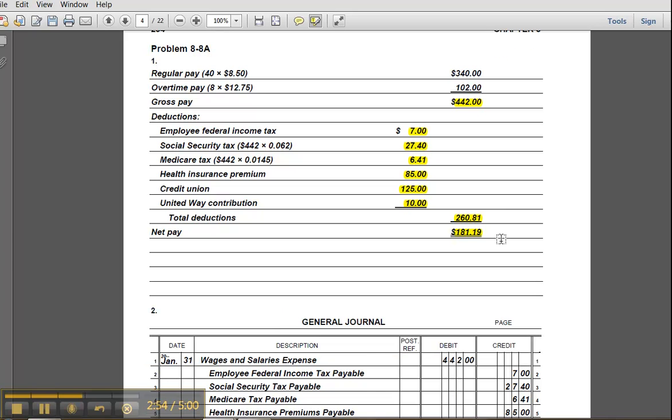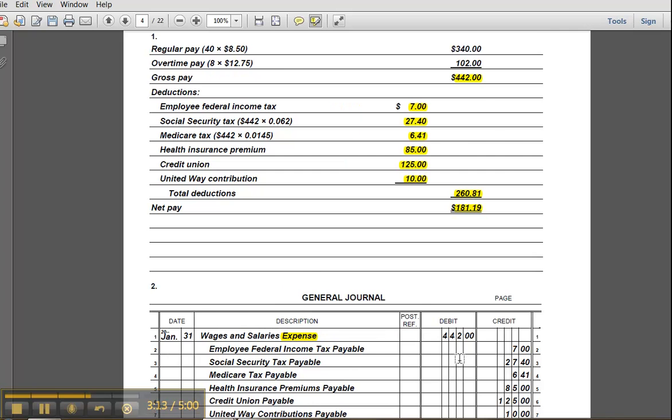So we are journalizing wages and salaries expense. Chapter 8 is wages and salaries expense. It's all the employee portion of everything. So your wages and salaries expense here is always going to be for the total amount. So this $442 is debited to wages and salaries expense.